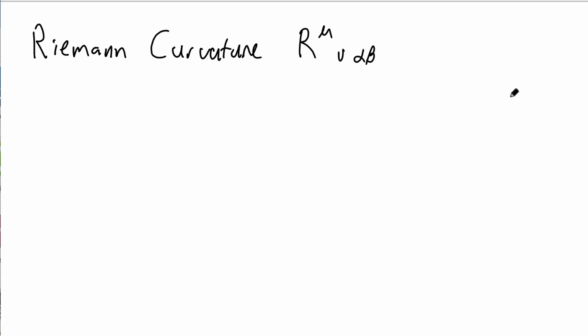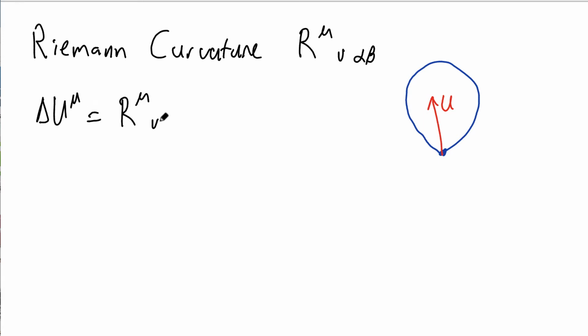In a previous lecture, I introduced the Riemann curvature tensor, R mu nu alpha beta, by considering a vector parallel transported around a loop. So here's the vector u, and here's the loop. And the result is that the change in the vector is equal to R mu nu alpha beta, the vector u, and then a factor of A, which describes the loop. A is an antisymmetric tensor.